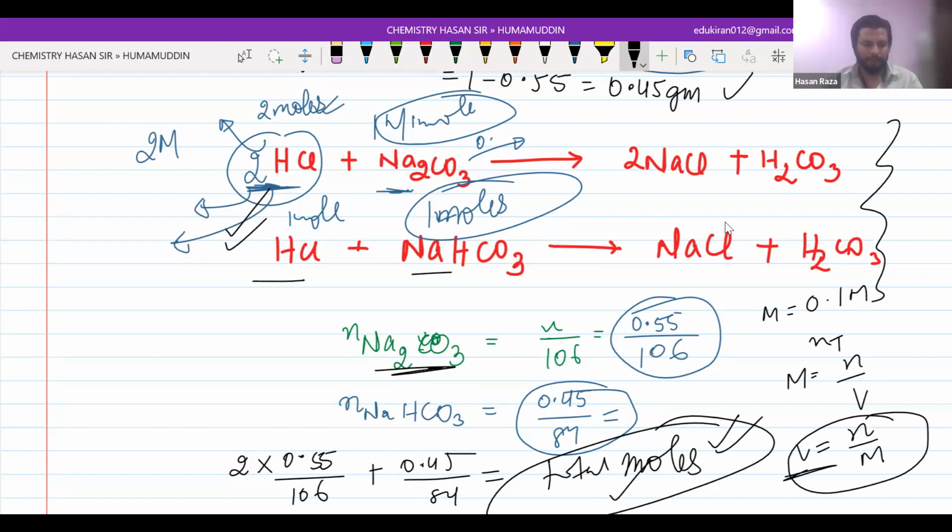Yes, sir. But why do you multiply with 2? Because of the molar ratio, you can see this is your 2 and this is your 1. That's why here it is only a 1:1 ratio. Is that clear? Yes.